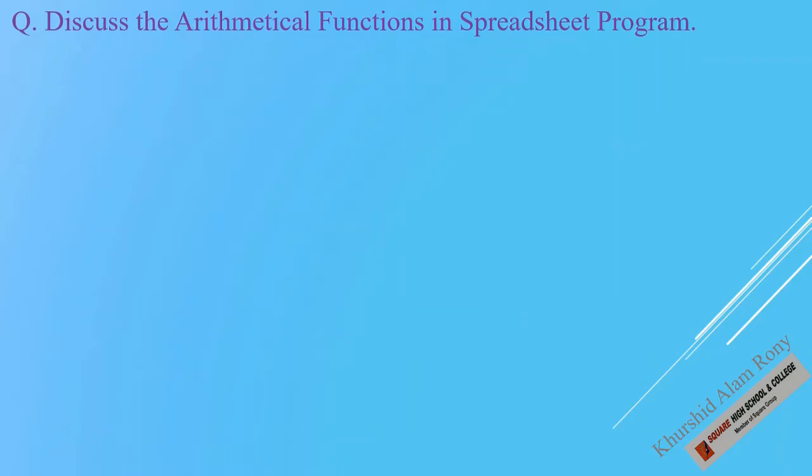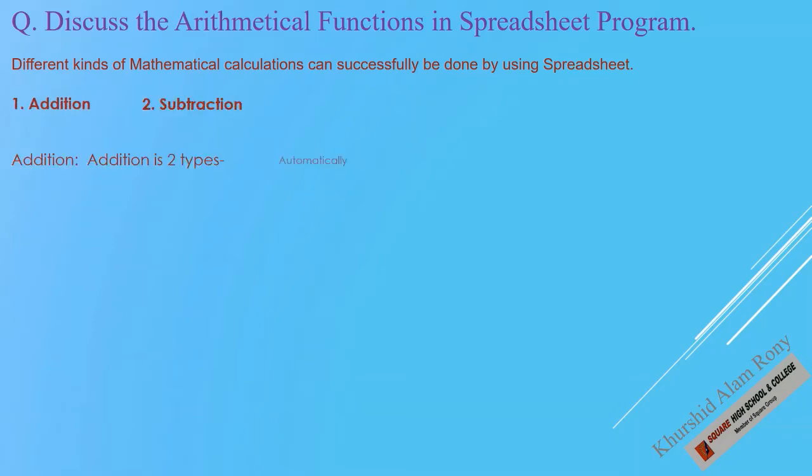Another important question is, discuss the arithmetical functions in a spreadsheet program. Different kinds of mathematical calculation can successfully be done by using a spreadsheet. In our syllabus, only two types of mathematical calculations are there, that is addition and subtraction. Moreover, addition is also of two types. One is automatic and two is manual.